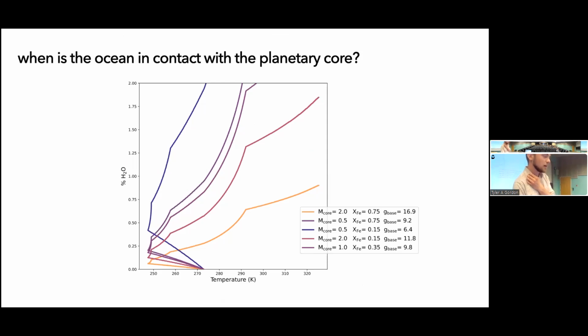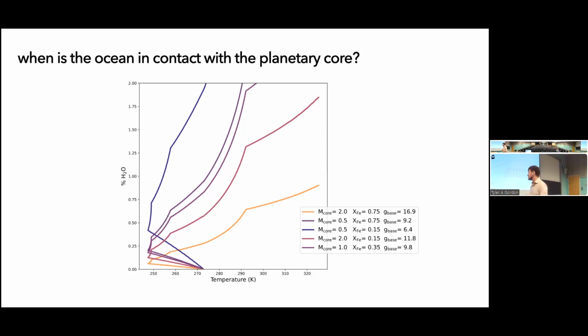This is a plot that's showing something similar. So this is placing all of these simulations on the same set of axes, temperature on the x-axis and water mass ratio on the y-axis. And these are the outlines of the region in which you can have liquid water in contact with the core. So to the left and above these lines for a given simulation, you have ice all the way down, or ice in contact with the core. And then to the right of these lines, you have water at the base of the hydrosphere.